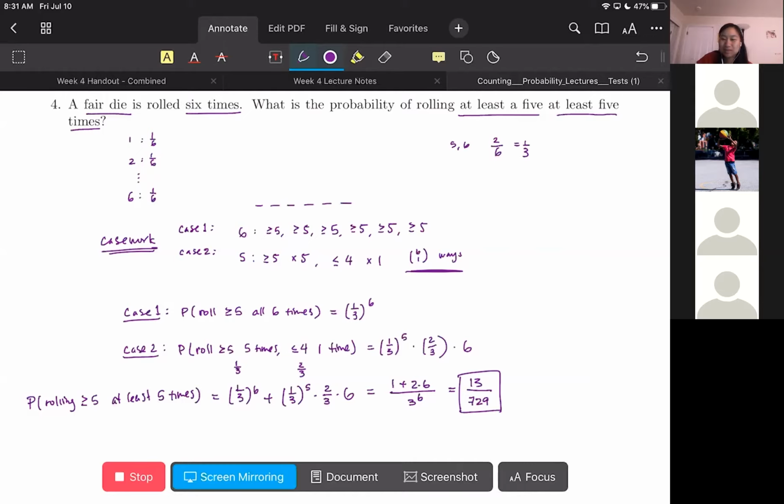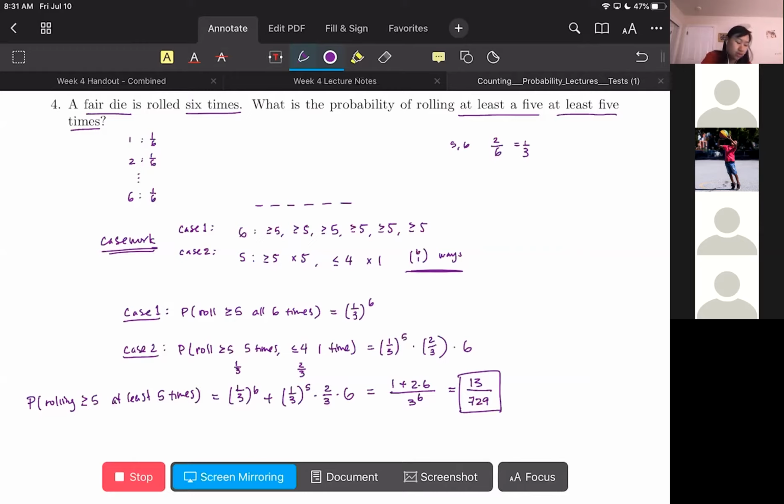Yes, for case 2, you did 1/3 all raised to the power 5. So for case 1, why didn't you also do 1/3 all raised to the power 5 times 6? Are you talking about case 1? Yes. Because there's only one way that you can roll greater than or equal to 5, in order. Basically, every roll has to be greater than or equal to 5.